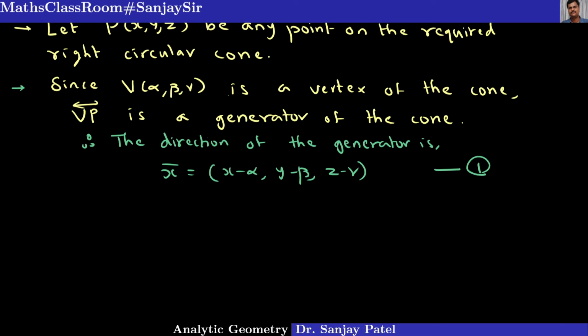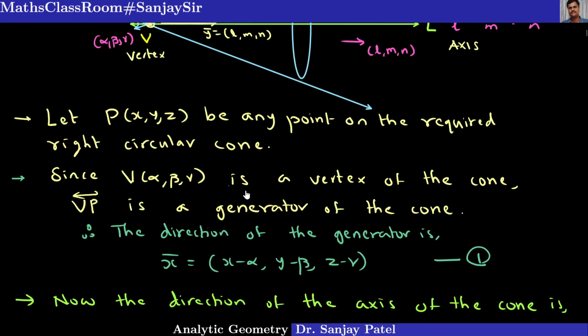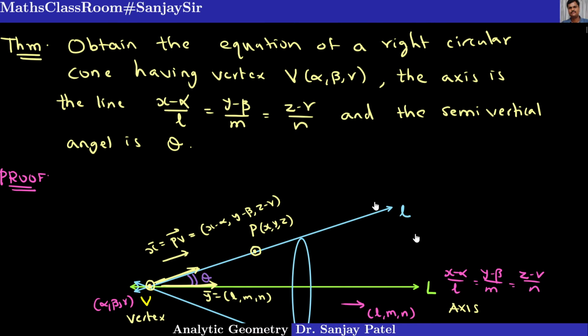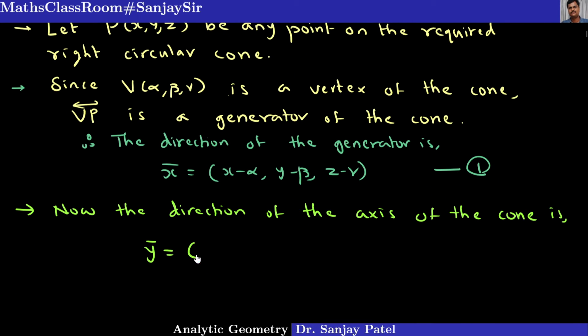Now, another point I want to mention here is the direction of the axis of the cone. That is also known to us from the equation of the axis which is given in the hypothesis. It is l, m, n. It is this line whose direction is l, m and n. So I can put it here like this: I am calling the direction of the axis y bar, and that is l, m, n. Okay, so we have obtained the direction of the axis as well as the direction of the generator line.